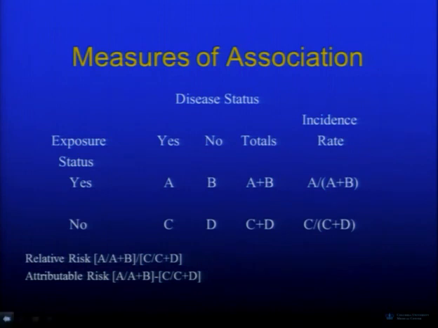And the other measure we can do is attributable risk or risk difference, which is really subtracting out the incidence in the exposed minus the incidence in the non-exposed. So those two measures are very important, the risk difference as well as the relative risk. Yes?